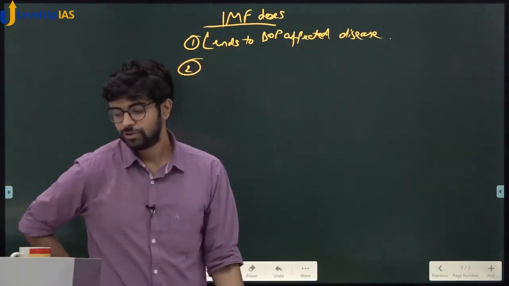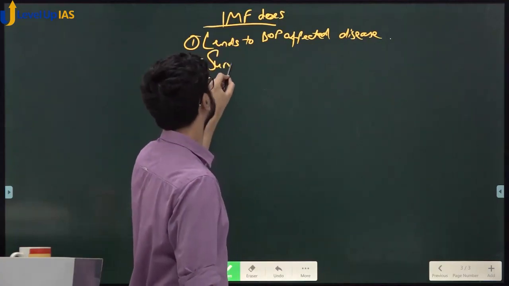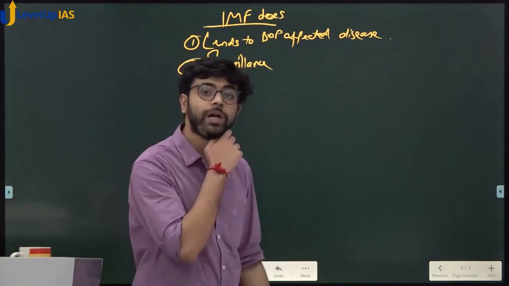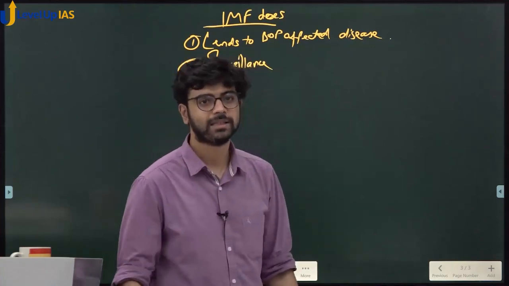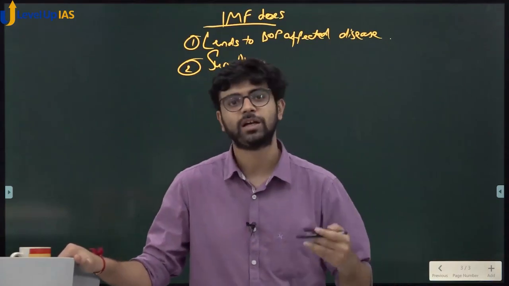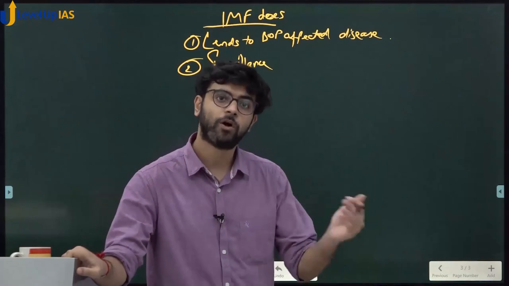Second, what do they do? Surveillance. Dekhte kaun masti kar raha hai. Who is going to have a balance of payment crisis? See, after a crisis happens, it is difficult to salvage them out. But before that, we survey the policy. So they demand reports from all the countries.